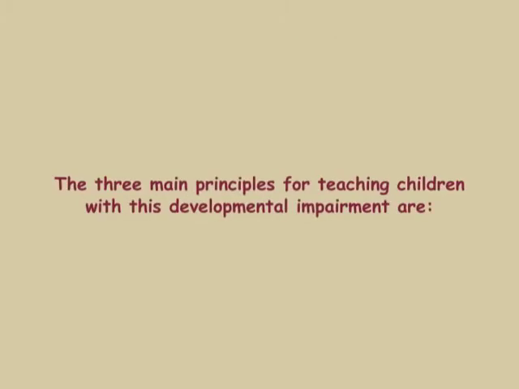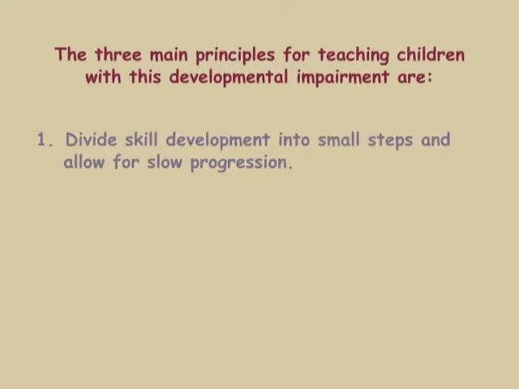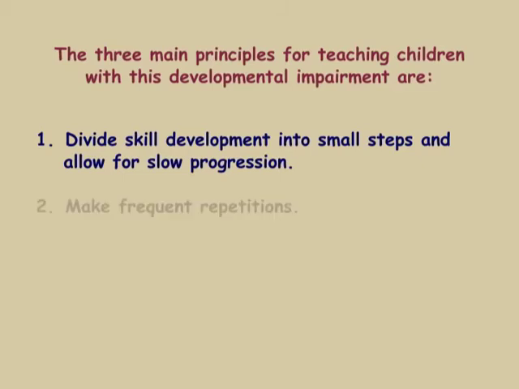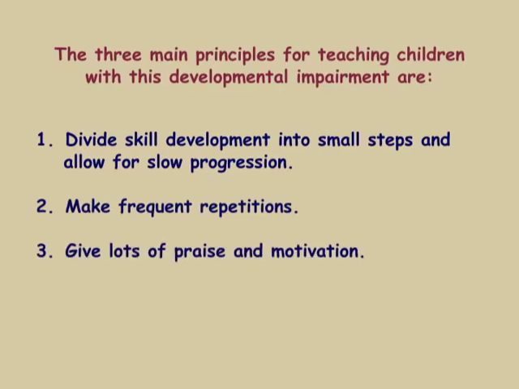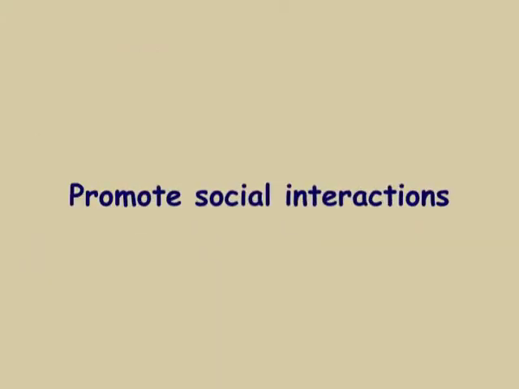The three main principles for teaching children with this developmental impairment are: divide skill development into small steps and allow for slow progression. Make frequent repetitions. Give lots of praise and motivation. Promote social interactions.